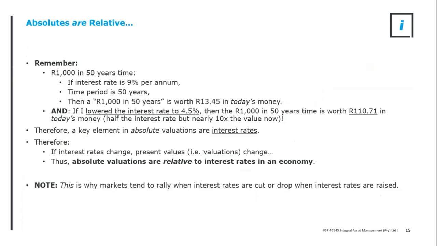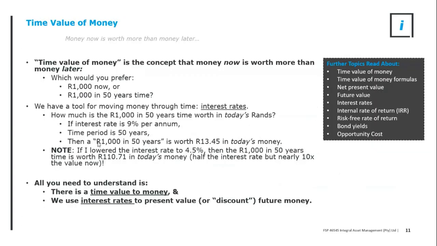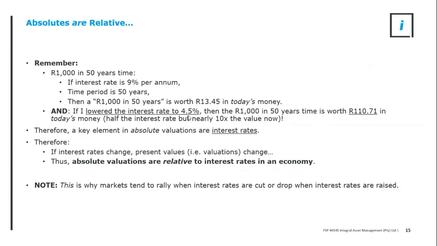So the final concept before we move into summary and move on from there is to understand that absolute valuations are in fact relative. Remember in my time value of money model, where I changed this 9% interest rate to a 4%, I made the present value of that thousand rand 10 times higher. So I halved the interest rate, but my fair value went up 10 times.